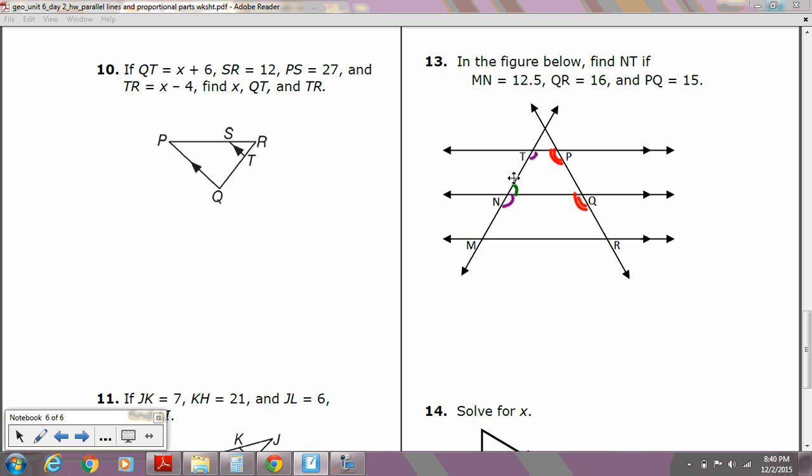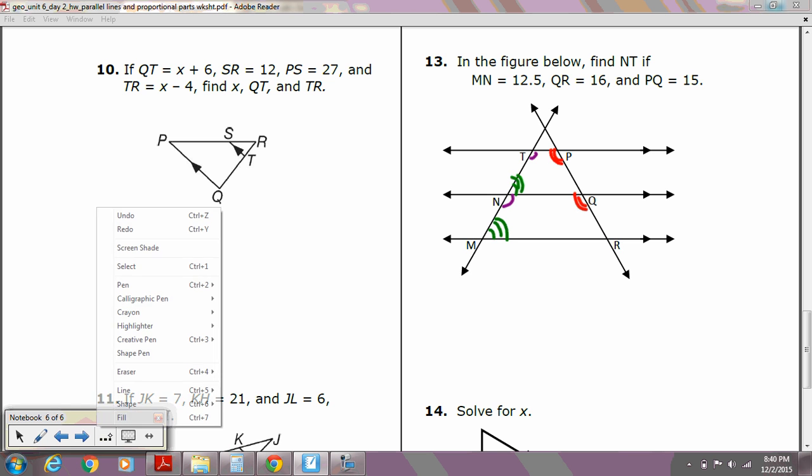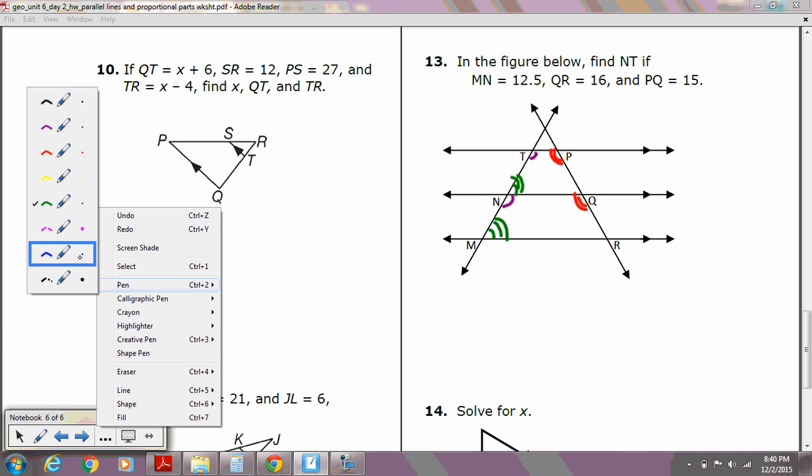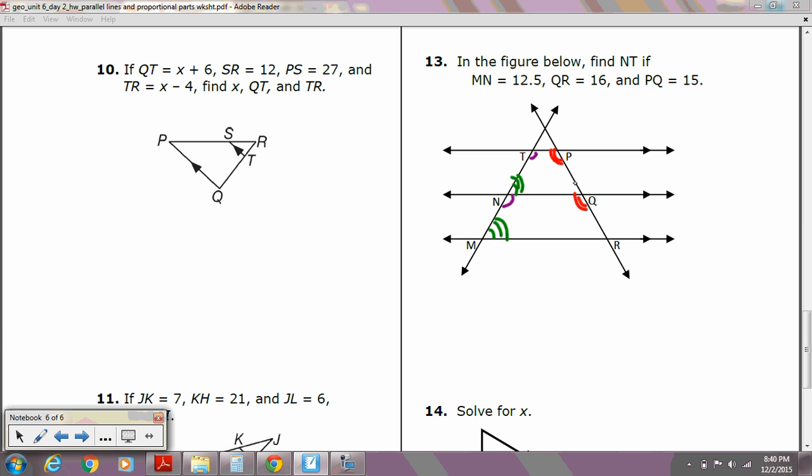This one is going to be congruent with this one. Oh, this should have three because it's different. And lastly, this one here, this Q, is congruent with this R. Okay?